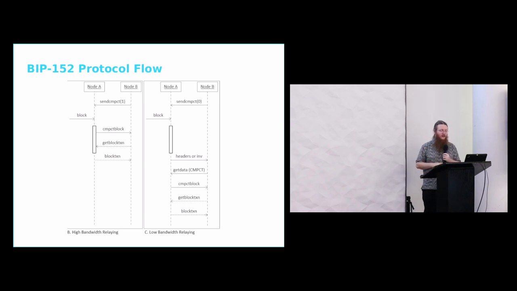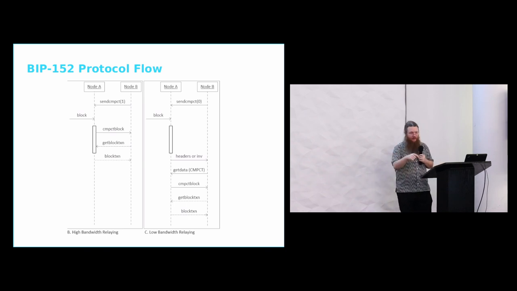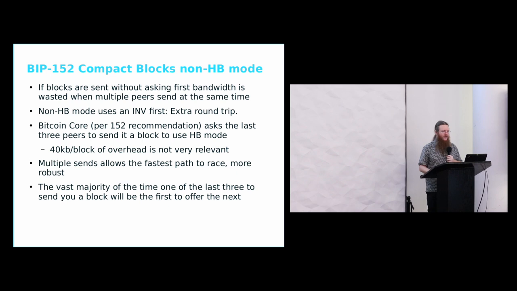So as I said, high bandwidth can waste a little bandwidth, but it makes it much faster. Per the spec, Bitcoin Core requests the three last peers that had relayed you the block to use high bandwidth mode. And if a different peer relays you a block first, then you'll ask it and drop one of the other ones. And we found that the vast, vast majority of the times, the first peer to relay to you a block is one of the last three to have relayed you a block, just in terms of the network topology.